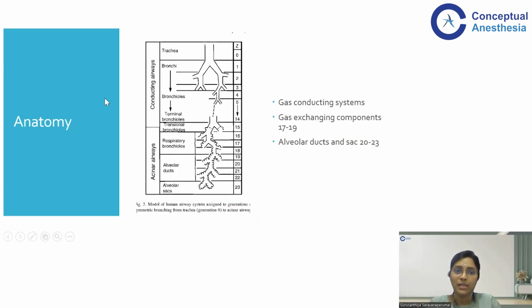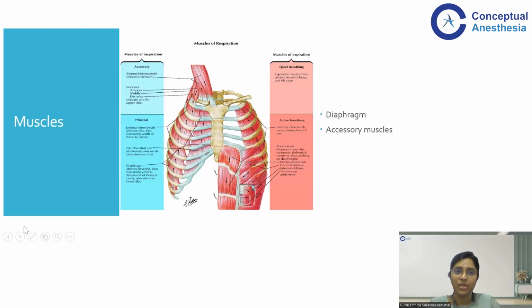And in the conducting system of the airways, there are 23 generations of airways in humans. The trachea starts at 0. From 0 to 15, it is the gas conducting system. It is not involved in any gaseous exchange until the respiratory bronchiole, which is the 17th generation. The gas exchanging components start from the respiratory bronchioles, which are the 17th to 19th generations, and the alveolar ducts and sacs constitute the 20th to 23rd generations, which are primarily involved in gaseous exchange.